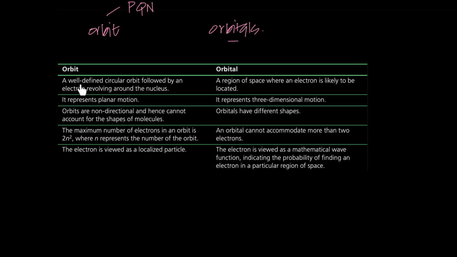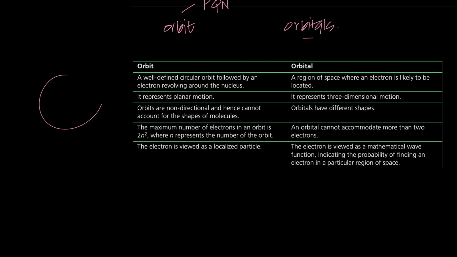What is an orbit? A well-defined circular orbit followed by an electron. And an orbital is a region in space where the electron is likely to be located. But we need to define it as a region in space where there's a high probability of finding an electron, almost 95%, and it only holds a maximum of 2 electrons, right? An orbit represents a planar motion. So when we talk about orbits, we usually show orbits with circles, the shells that we've been showing since O levels and IGCSE, which we don't do in AS level.